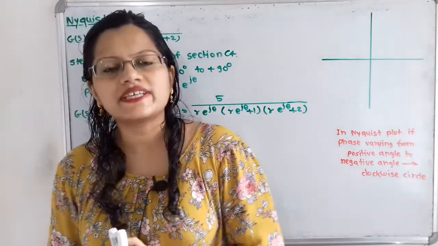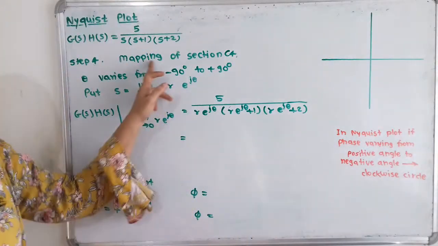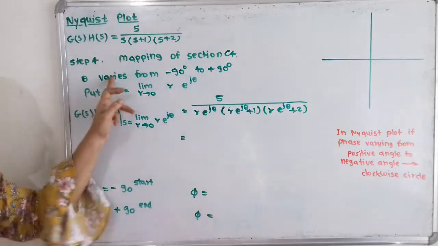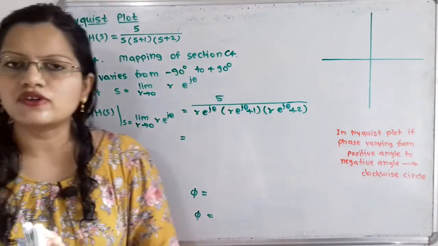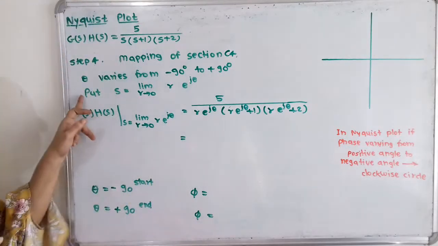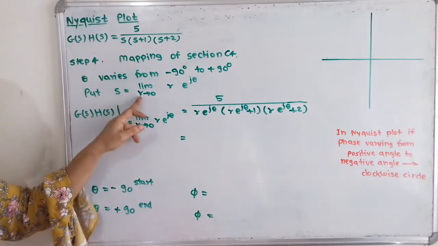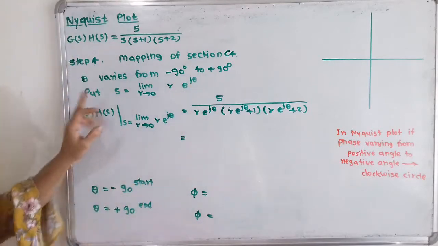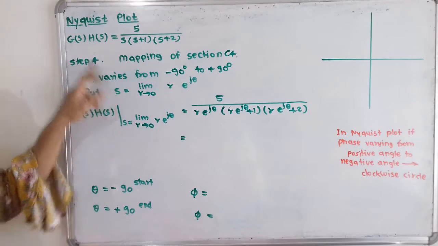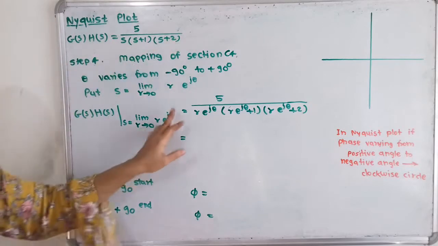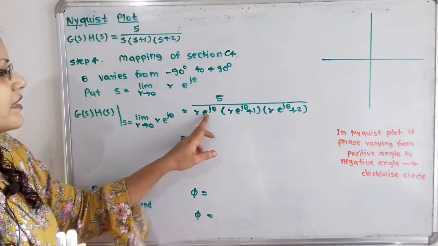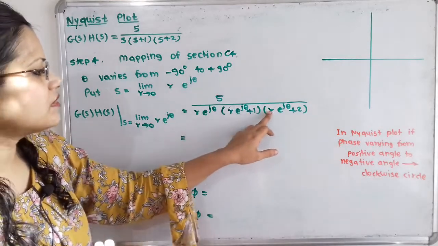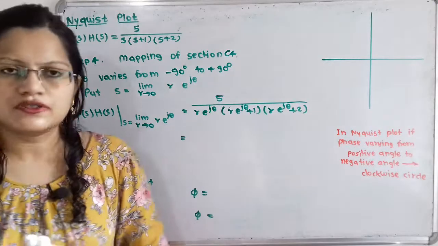Now we move to step 4, the mapping of section C4. For this section C4, theta varies from minus 90 degree to plus 90 degree, and we have to put S equal to limit r tends to 0 of r e raised to j theta. So when we put this value of S in the transfer function, we get phi divided by r e raised to j theta in the bracket r e raised to j theta plus 1 and r e raised to j theta plus 2.